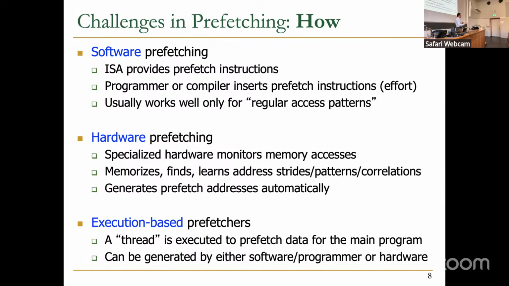Who generates this? It could be the hardware. It could be the software. It could be a combination. Essentially, this execution-based approach is a very special case because it could be a special case of software prefetching or hardware prefetching, but it's really executing a part of the program or the main program itself to actually do prefetching. Now we're going to look at different methods of doing that. Sounds good. Okay, this is a very exciting area, as you can see.